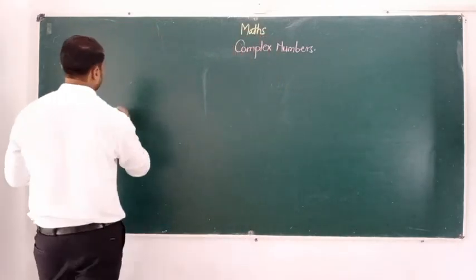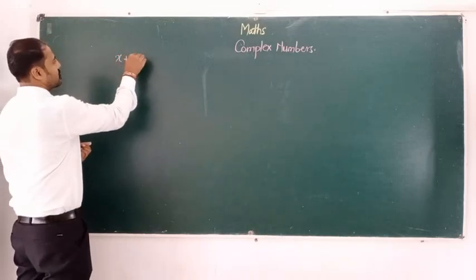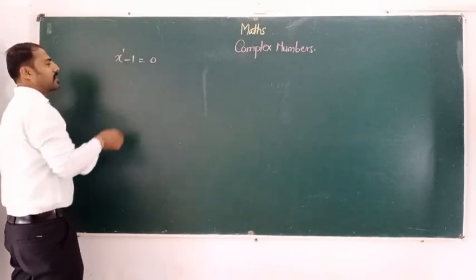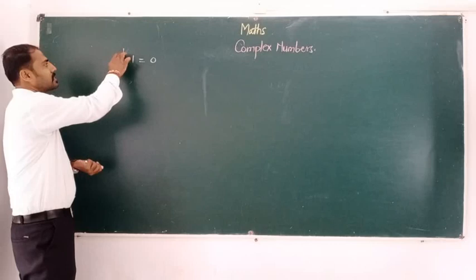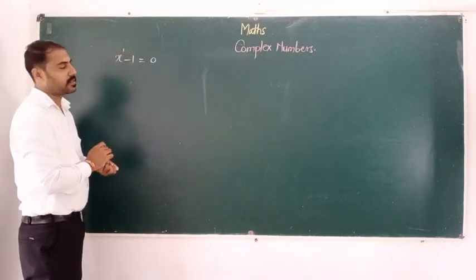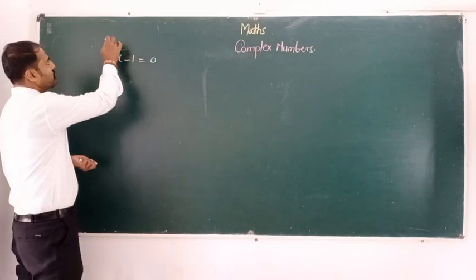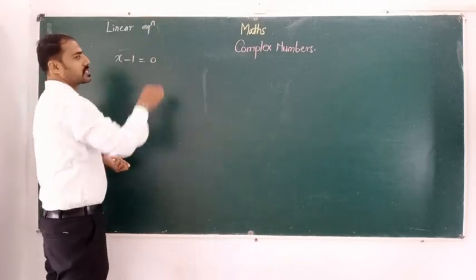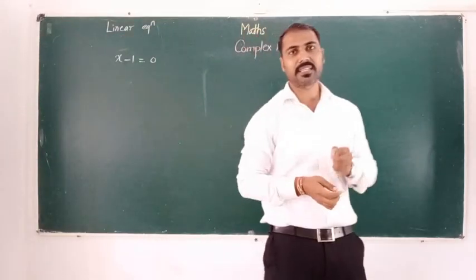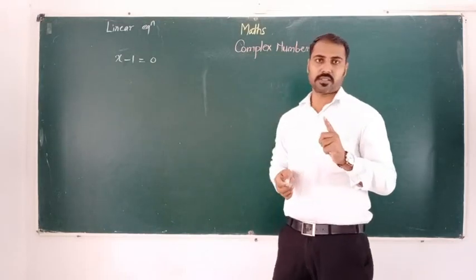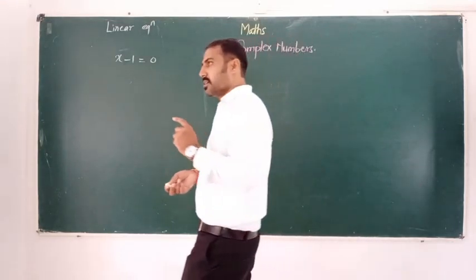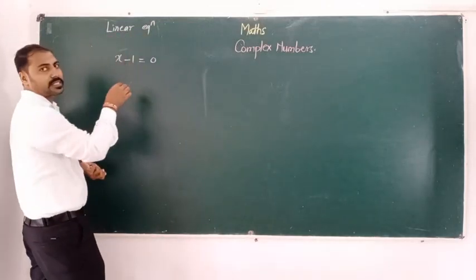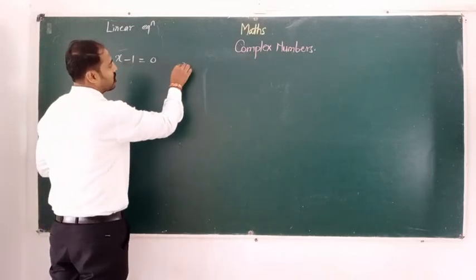First, consider this equation: x minus 1 is equal to 0. Here, the degree of x is 1, the power of x is 1. So when the power is 1, these types of equations are called linear equations. It means that there is only one solution, that is, only one value of x. It is called an equation, and the value of x which satisfies this equation is called the solution.